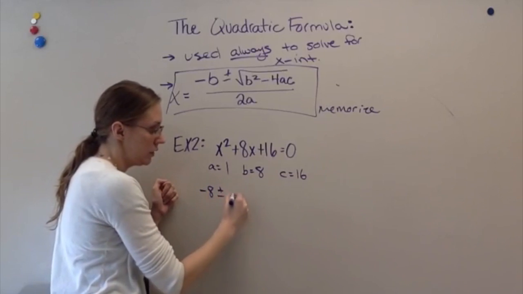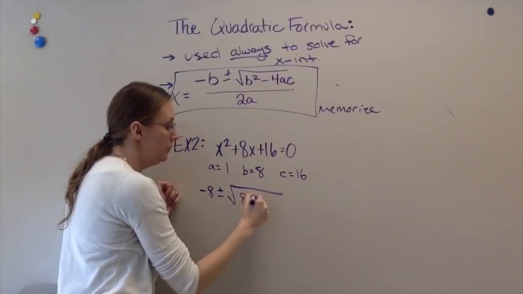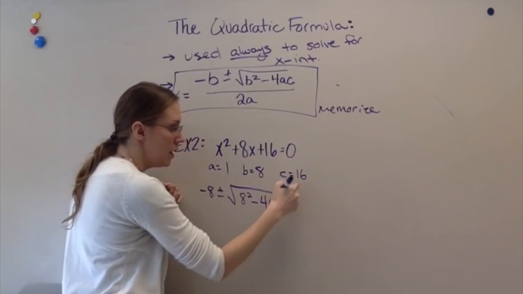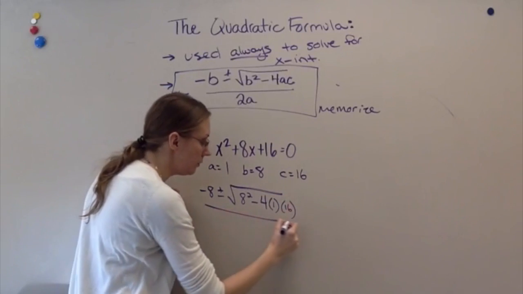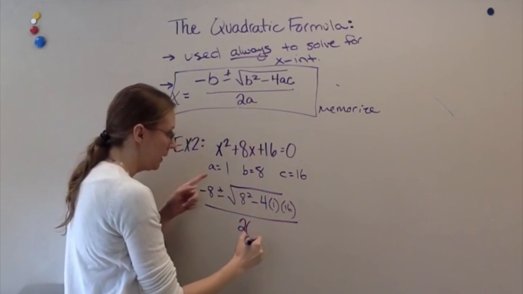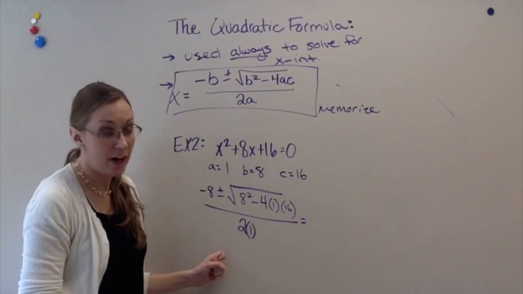Plus or minus the square root, B squared, 8 squared, minus 4 times A, which is 1, times C, which is 16. It's going to be a rather large number. Over 2 times my A value. Again, that is 1. Now we're going to simplify it down.